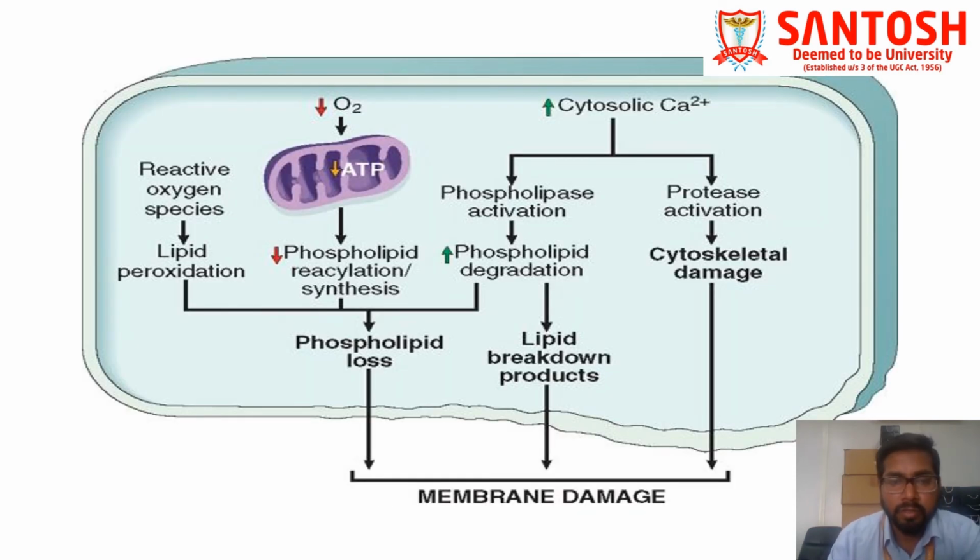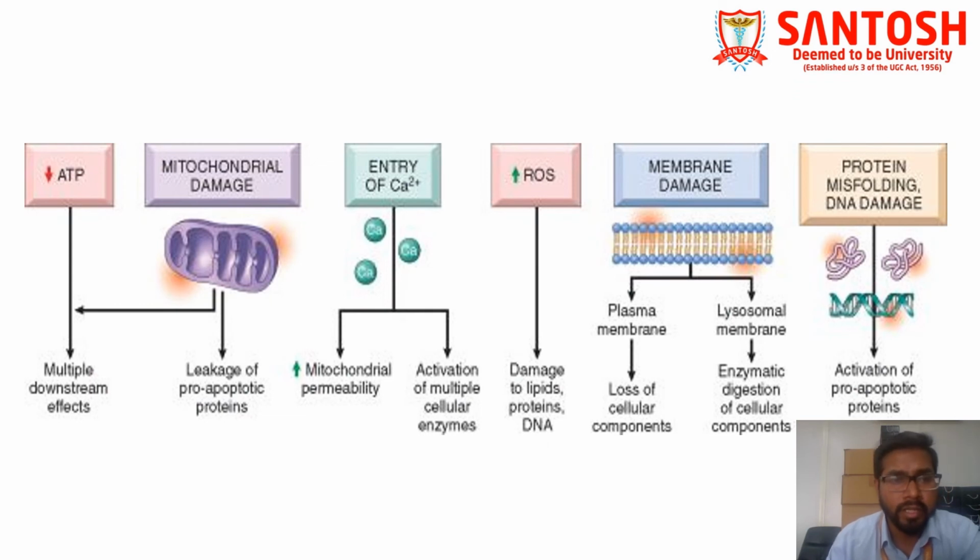Membrane damage causes phospholipid loss, lipid breakdown products and cytoskeletal damage. All this is caused by the free radicals generated in our body, which can be reactive oxygen species causing lipid peroxidation, phospholipid synthesis difficulty, and ultimately membrane damage. When there is ATP loss, multiple downstream effects happen.